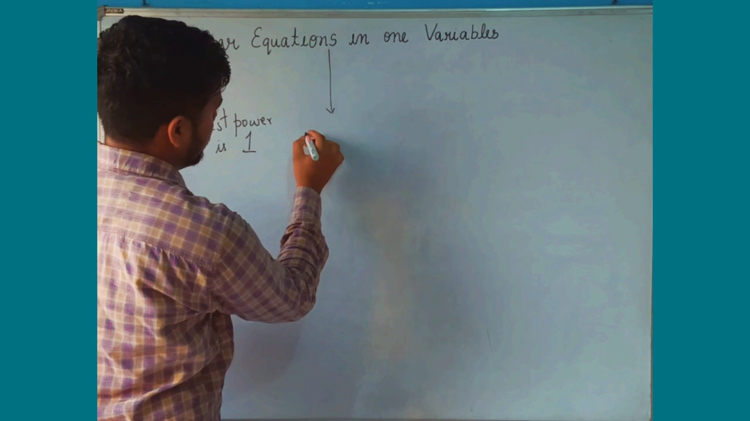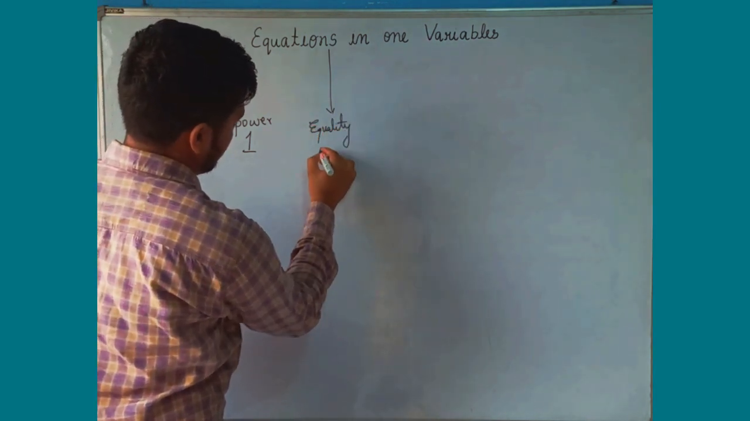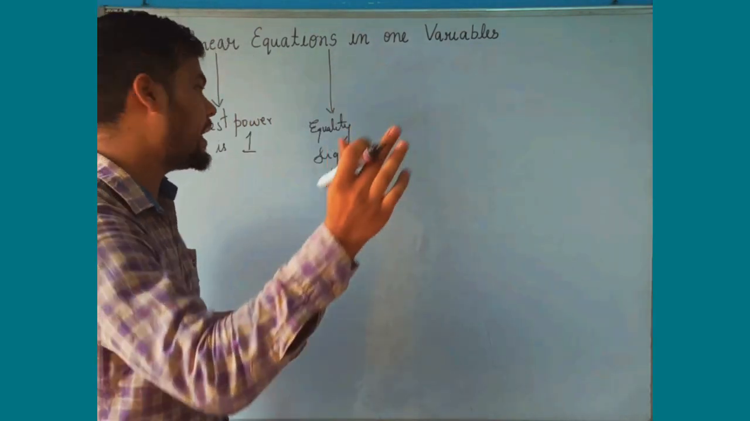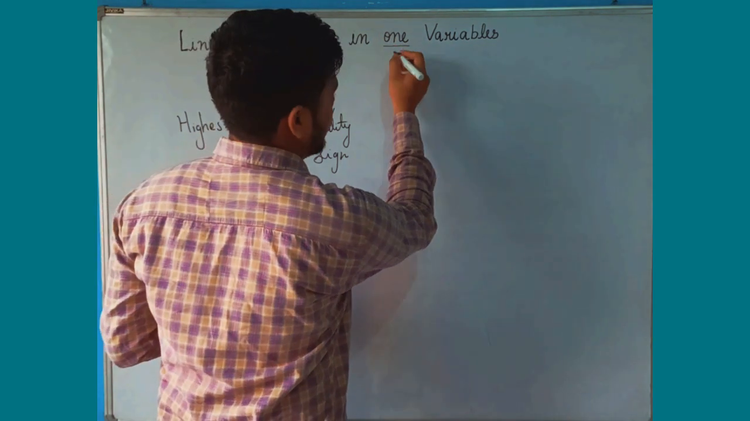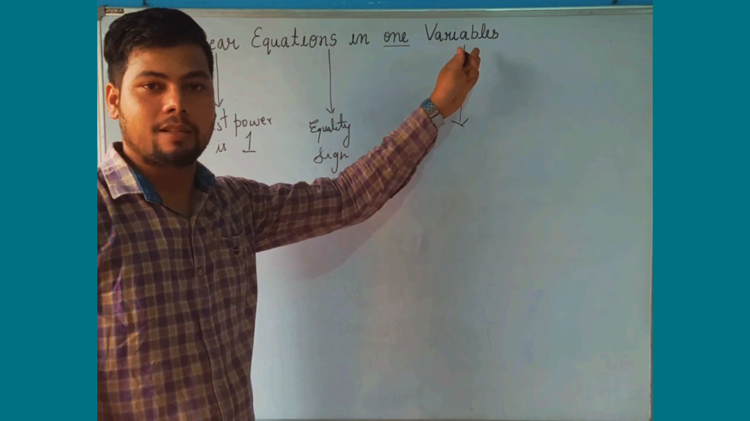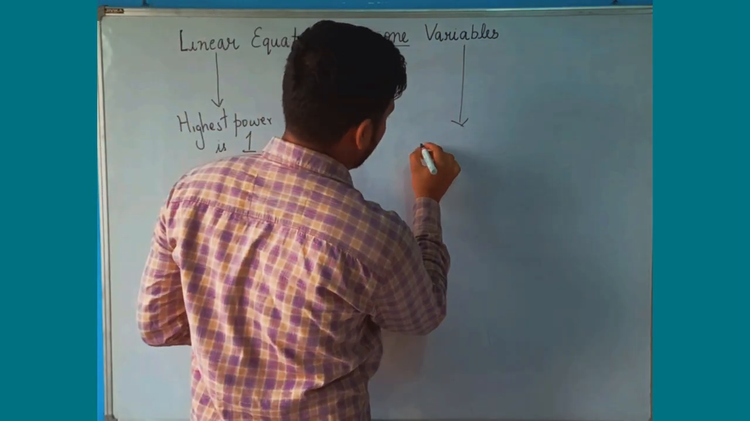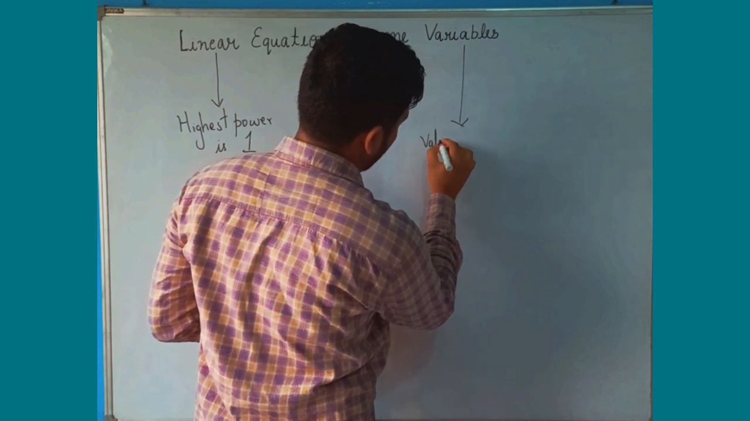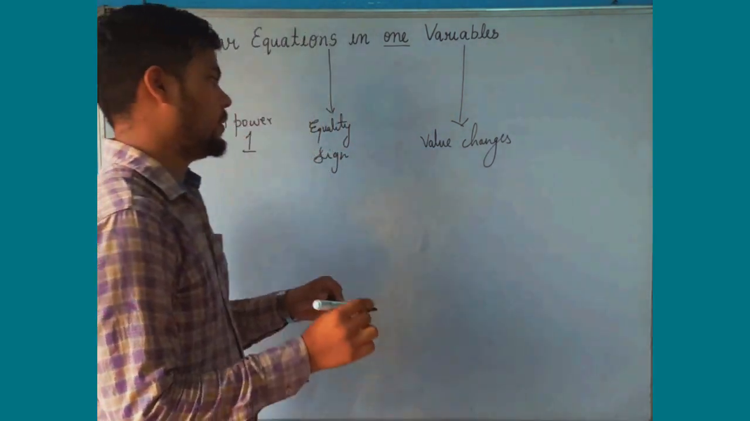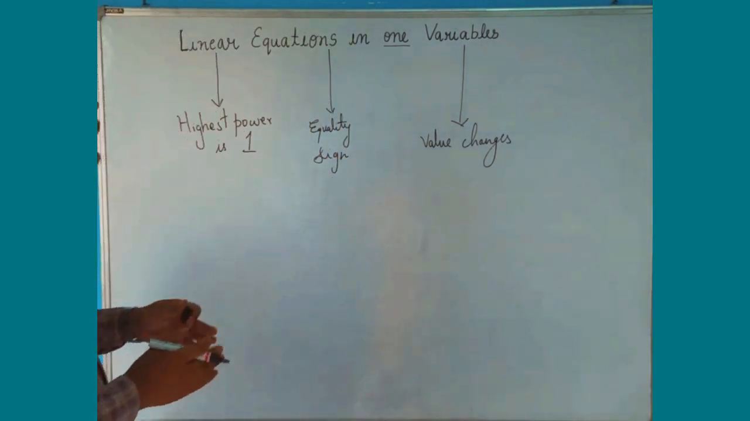Equation means equality sign exists between the two sides, and the two sides are LHS and RHS. One is your numeric one, and variable, this particular word variable has been derived from the English word vary, which means changing. So its value changes. Variable is something whose value changes as per the equations.